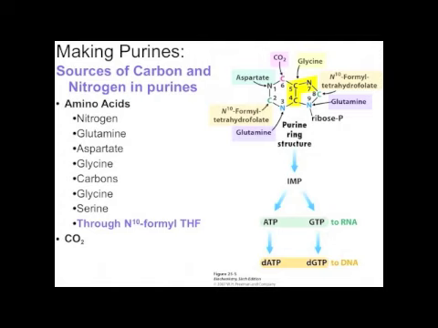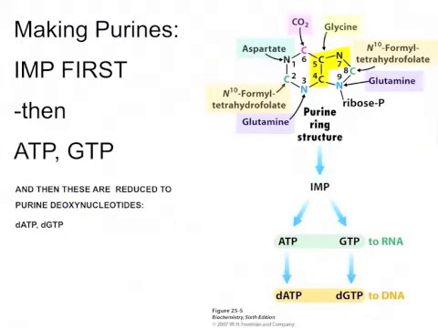This is a more complex synthetic pathway, and so we're just going to hit the high points. So let's talk about the big picture first. We're going to make an intermediate, inosine monophosphate, IMP. This is going to be used to further make ATP and GTP, which can be used for RNA, and then these can be reduced to make dATP and dGTP.